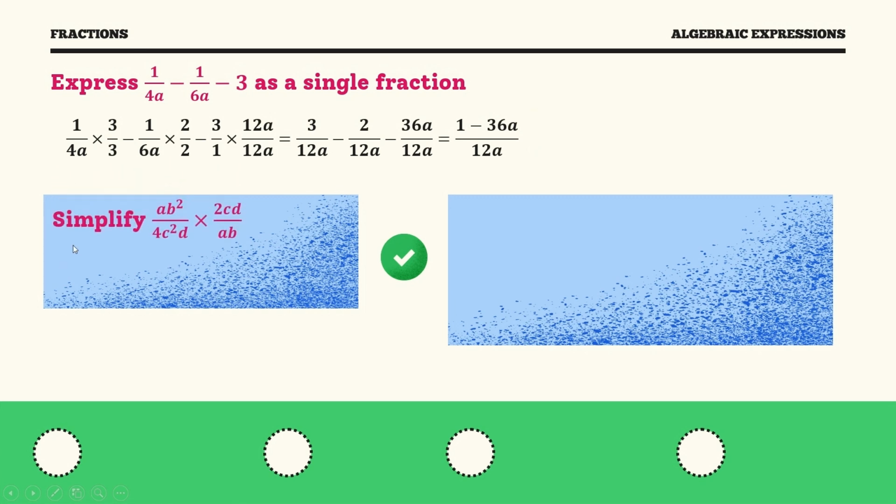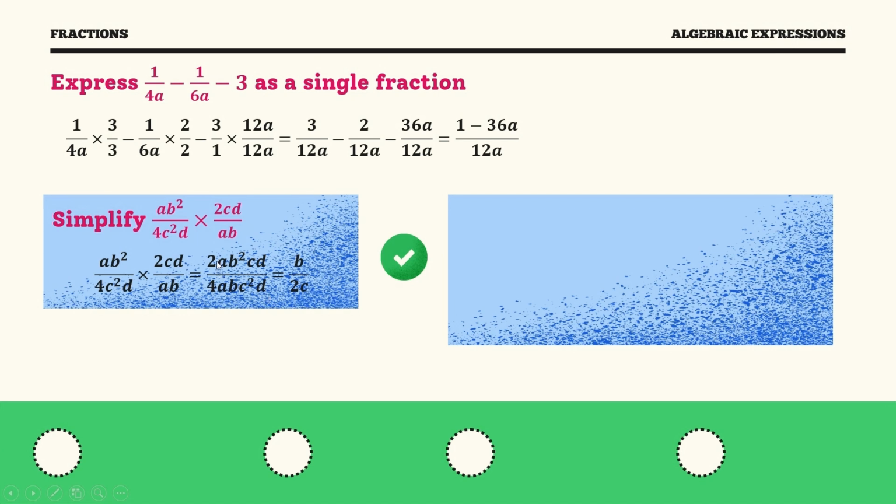Next example is to simplify ab squared over 4c squared d times 2cd over ab. In fraction multiplication, we only need to multiply the upper side with the upper side. So we've got 2ab squared cd. And we also need to multiply the lower side times the lower side. So we've got 4abc squared d.